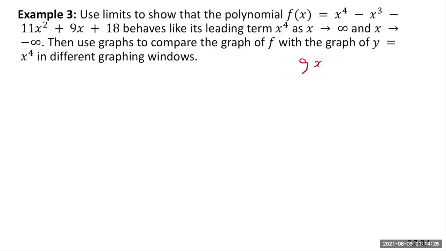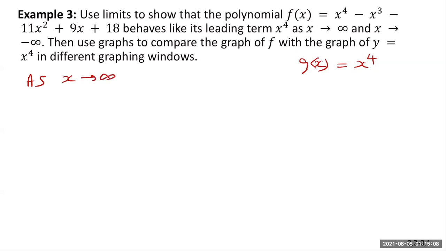Well, I'll take the leading term to be g of x is equal to x to the power 4. What this asks you to do is show that as x goes to infinity, this function f of x and this function g of x behave the same. Their behavior is the same as x approaches plus infinity or as x approaches minus infinity. I will show that as x approaches plus infinity, the behaviors of these two functions, f of x and g of x, are the same.